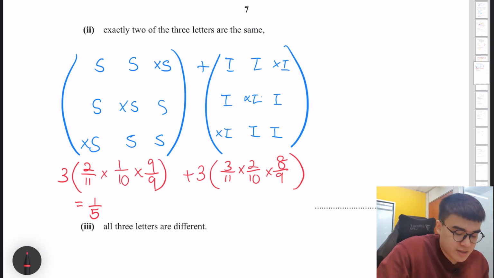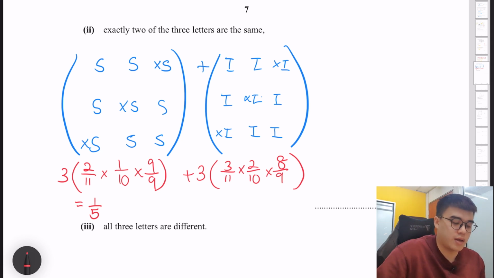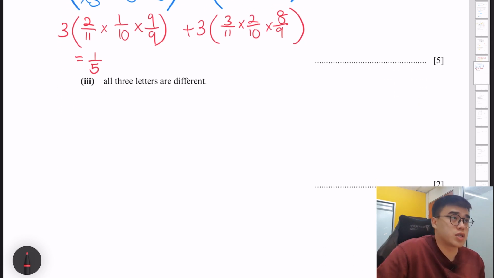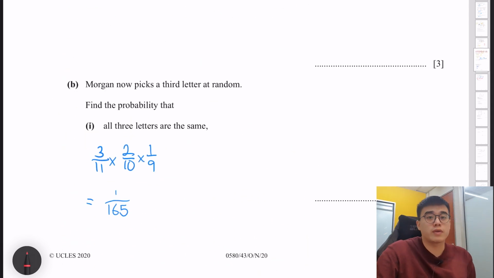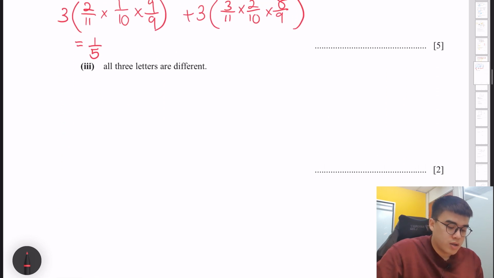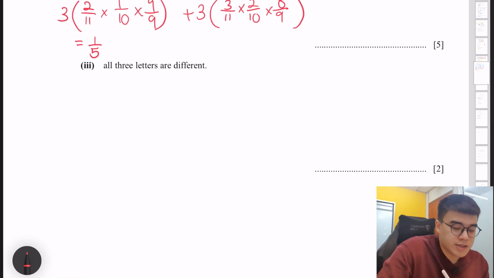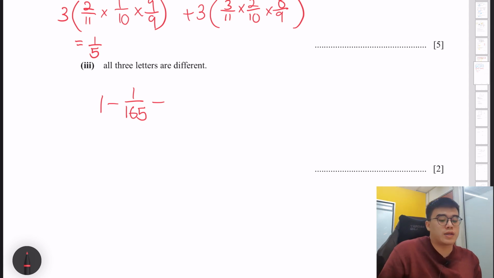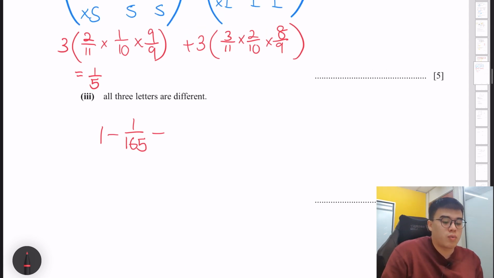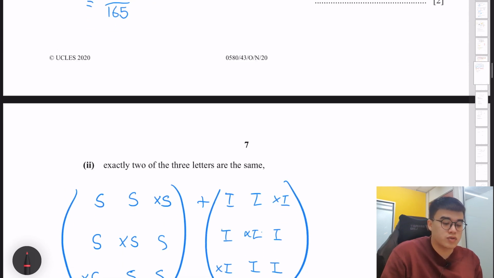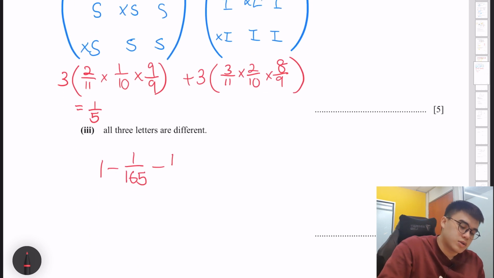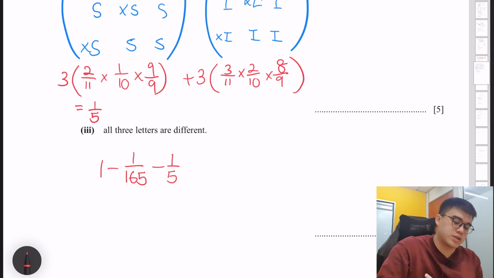So all 3 letters are different. You just have to take the probability that we got earlier from here, which is 1 over 165. You can take it and minus off 1 over 165. Aside from this, you can also minus off the condition where exactly 2 letters of the 3 letters are the same. So minus this off as well.